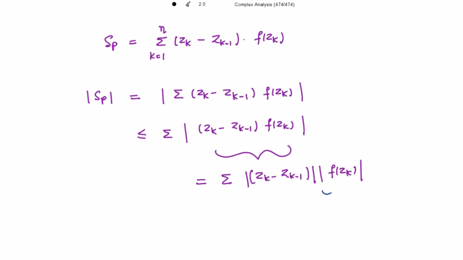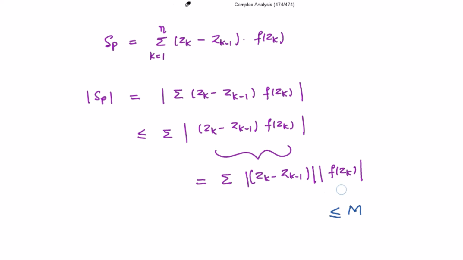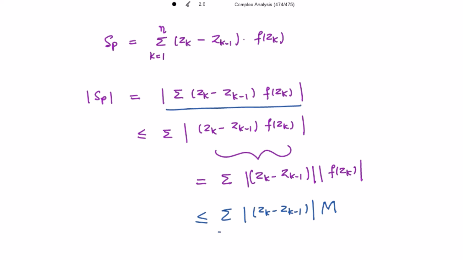Now this mod f(zk) is given to be less than or equal to capital M, the second given part. So I am writing this further, now here comes the inequality, as less than or equal to the summation of mod of (zk minus zk-1) as it is, and writing the inequality for this, that mod of f(zk) is less than or equal to capital M. I hope it is very clear, right? So we are getting that the left hand side is less than or equal to this right hand side.